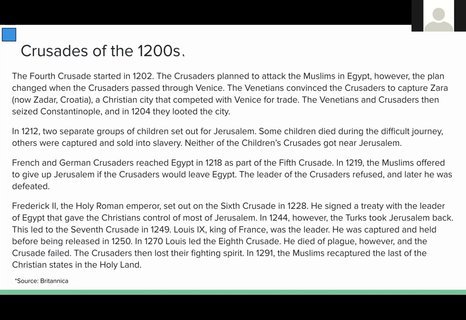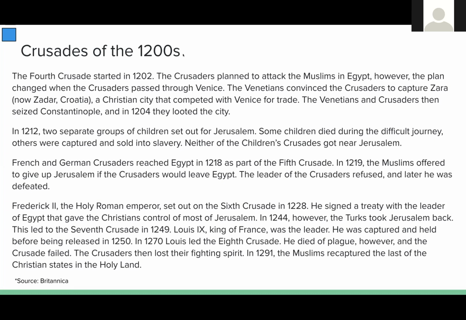Also, during 1212, two separate groups of children set out for Jerusalem. If there's anything you have to know about historical conflicts involving children, it is that they never work. So none of the children's crusades got near Jerusalem, and they all failed. As part of the Fifth Crusade, the French and German crusaders reached Egypt, and the Muslims offered to give up Jerusalem if the crusaders would leave Egypt, and they refused and later were defeated.